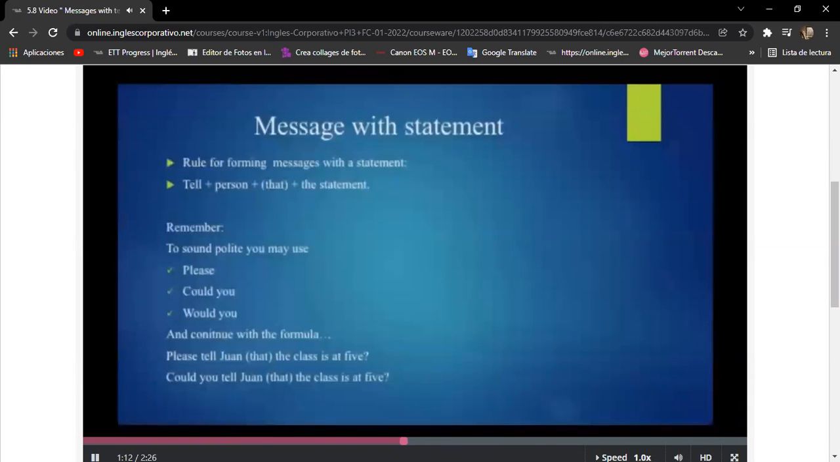When leaving a message, we may state the information or request something. The way to do it when we leave a message with a statement is as follows. Tell plus person plus that plus the statement. And because we want to be polite, we may add please, could you, or would you. Notice that that is in brackets because it may be omitted.